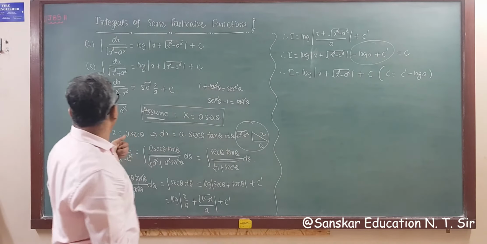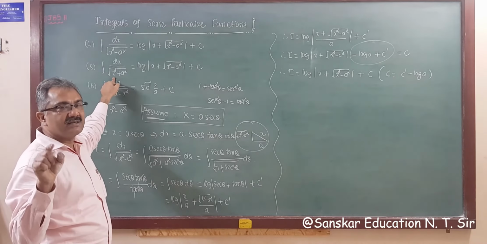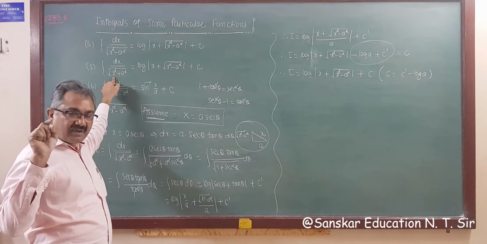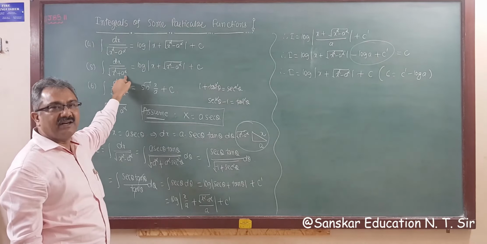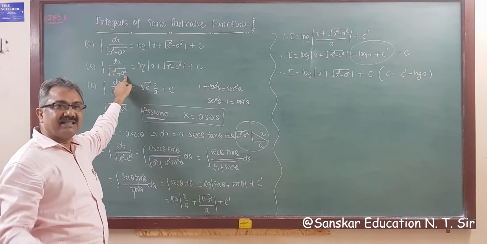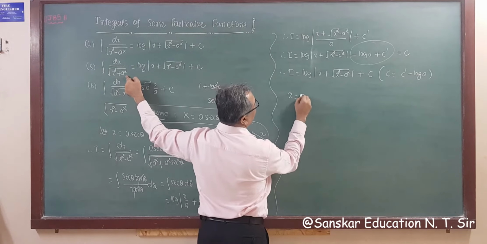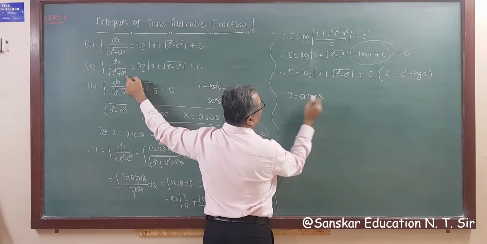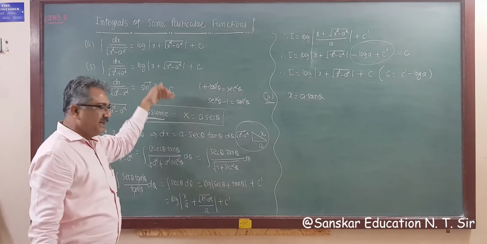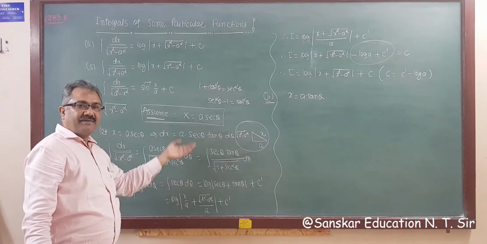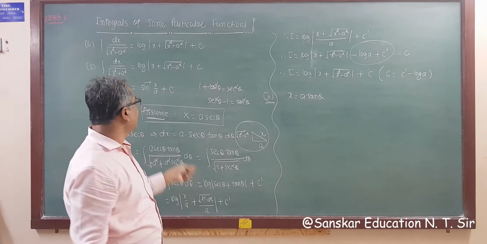Now similarly, this was x square minus a square, and this is x square plus a square. Now we have to simplify. Let me suggest the assumption. This is x square plus a square, that is 1 plus tan square theta, or cos square theta. So in this you have to assume x is equal to a tan theta. For the second, you have to assume x is equal to a tan theta. Then differentiate first, then simplify and integrate. You will get your answer very easily.